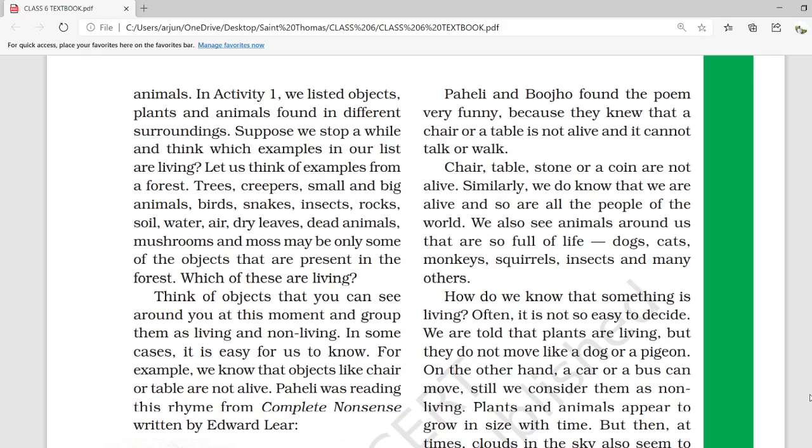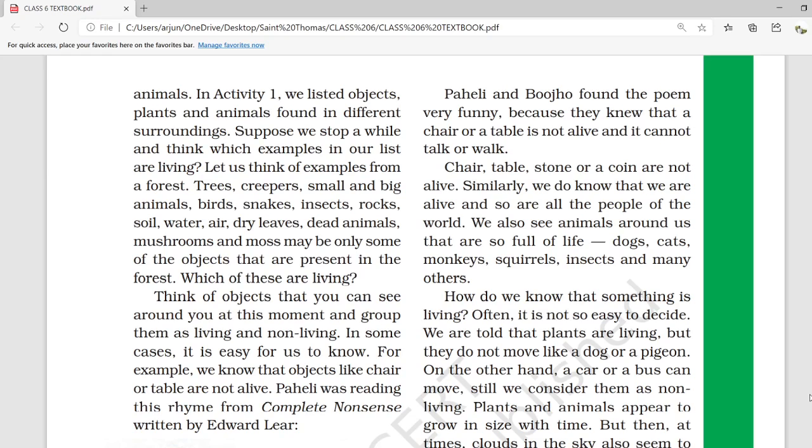So, in the starting of the lecture, we have seen activity number 1, in which we have listed some of the objects, right? Suppose we stop a while and think which examples in our list are living. So, you all know what is living and what is non-living things. We know that humans, animals, birds all are living, and the examples of non-living are chair, fan, table, etc. So, these all are non-living things. But there is one confusion in this also.